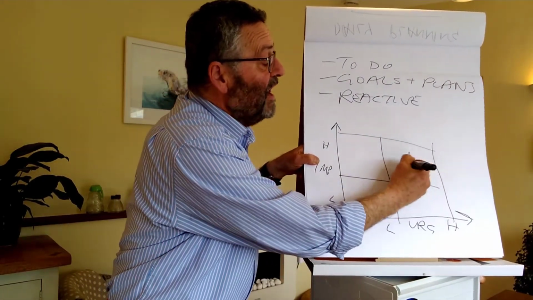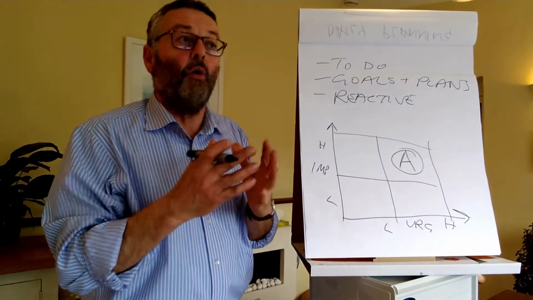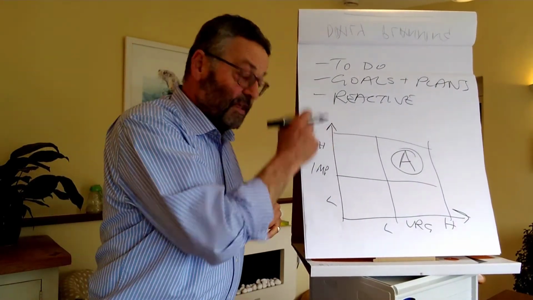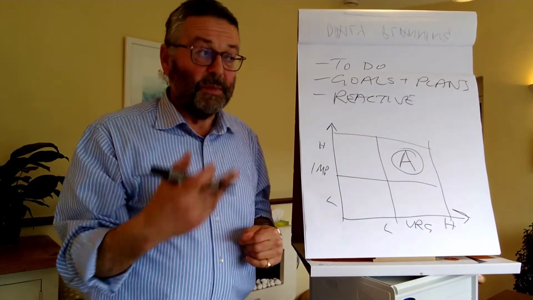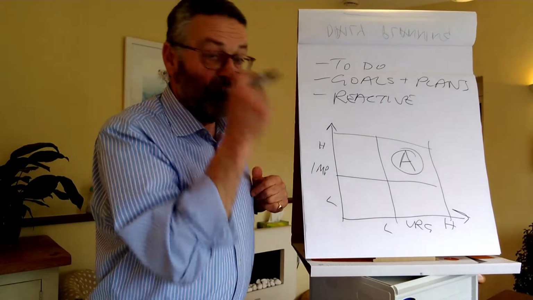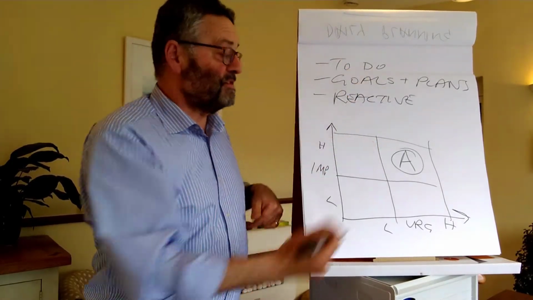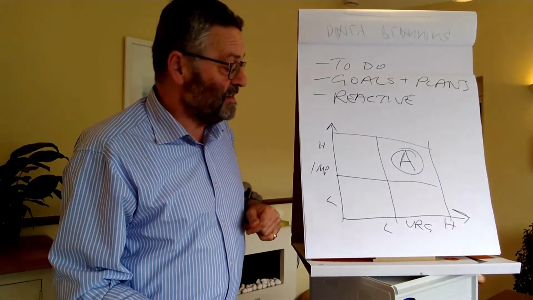We will call these A tasks, because they are high on importance, therefore you want to do it, and they're high on urgency, therefore if it's going to be done at all, it needs to be done pretty soon. So the A tasks are the ones to prioritize, often called crises.